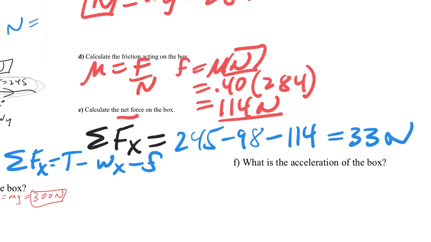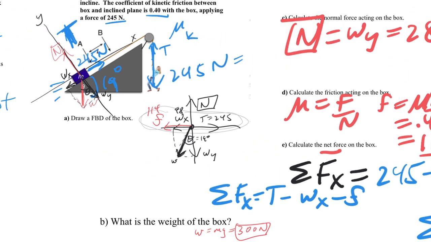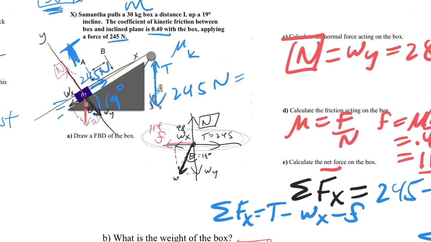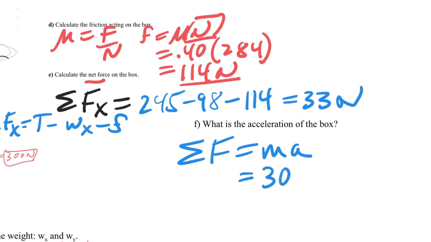That's the net force. So the net force is ma. The mass is 30, times a, equals 33. So the acceleration is 33 divided by 30, which is 1.1 meters per second squared.